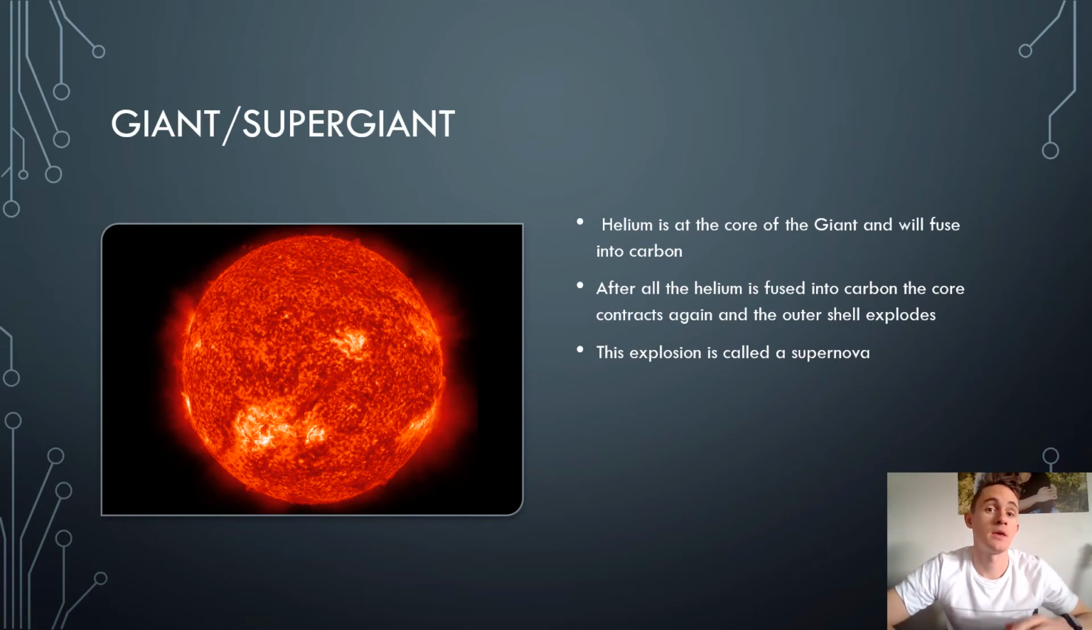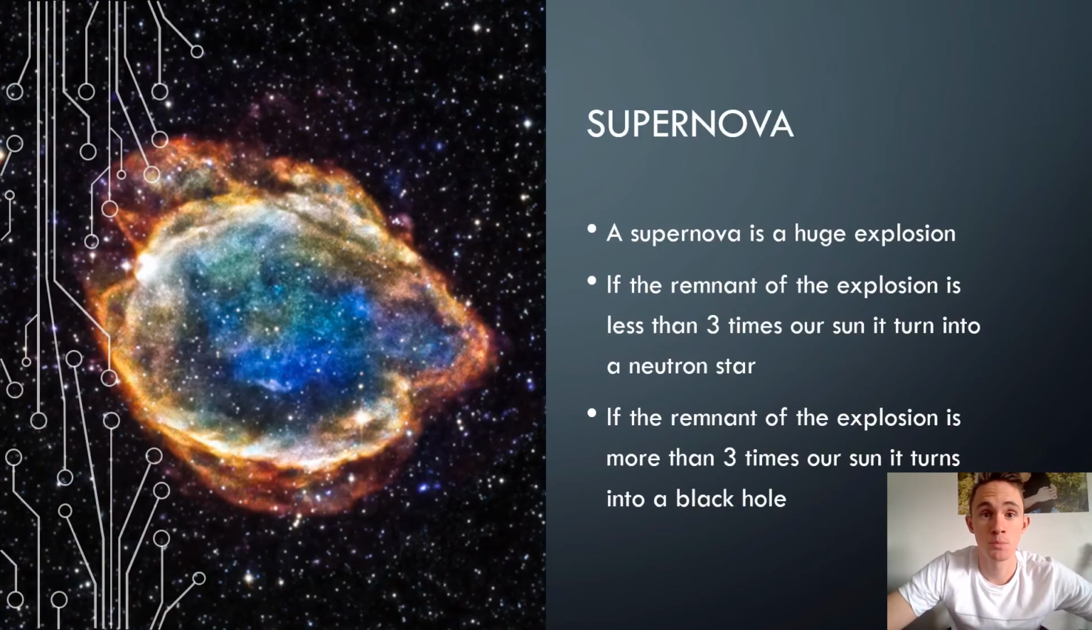The moment all the helium is fused into carbon is when the outer shell explodes. This explosion is called a supernova. A supernova is a huge explosion, and if the supernova is smaller than 3 times the mass of our sun, the star's life will end as a neutron star. But if it's 3 times bigger than the mass of our sun, then the star's life will end as a black hole.